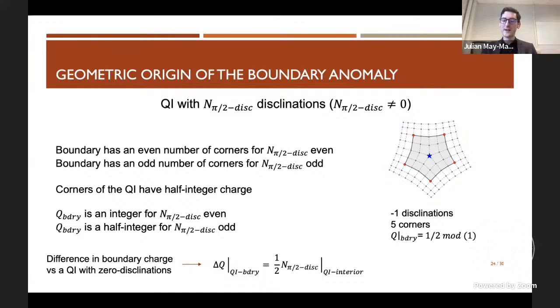So as we can see, that's a very nice and natural connection between corner charges and disclination charges in these rotation invariant higher order systems. Any questions here before I move on?